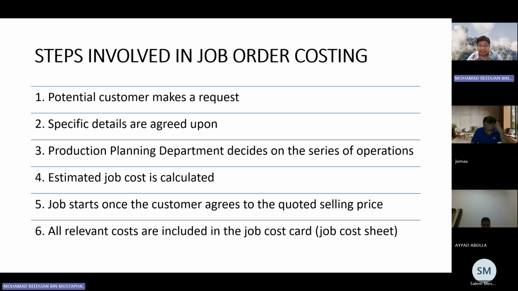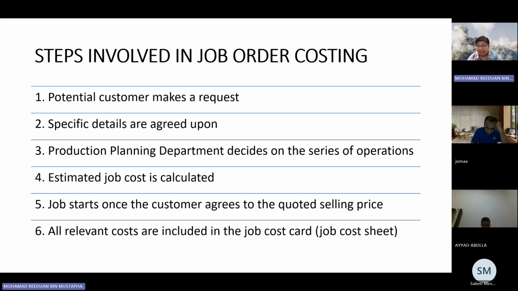Okay, the production planning department decides on the series of operations, because some requirements involve those departments. So your planning needs to decide which operations are available in order to meet the customer requirement. And then you also need to estimate the job cost. You cannot simply accept any order from the customer. That is very important, because you need to have an estimated job cost. That's why you need to know your cost per unit for the specific product, which means in order to make that product, you need to know how much it costs.